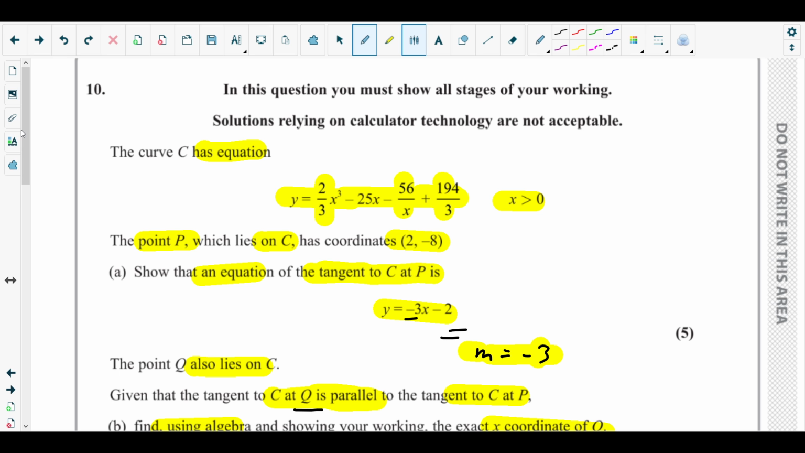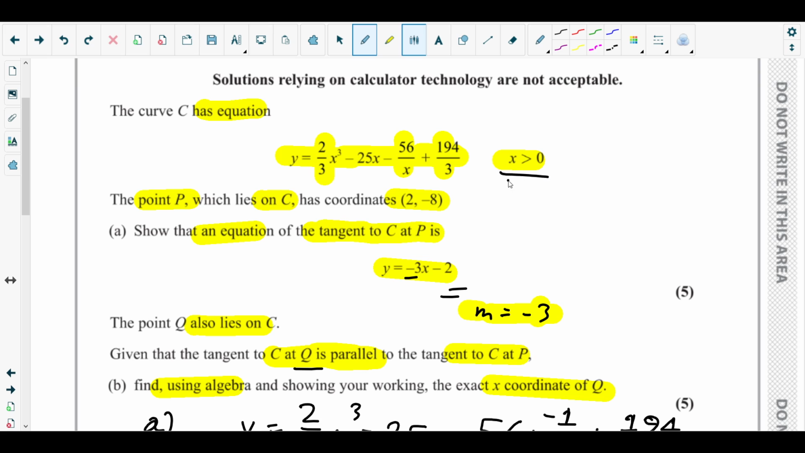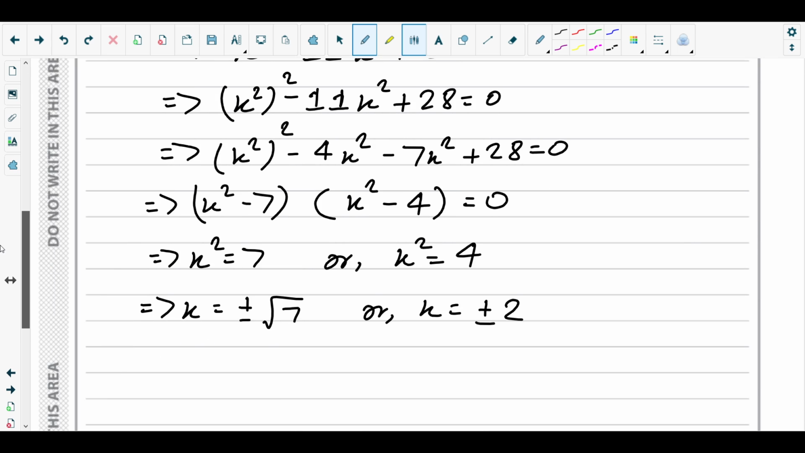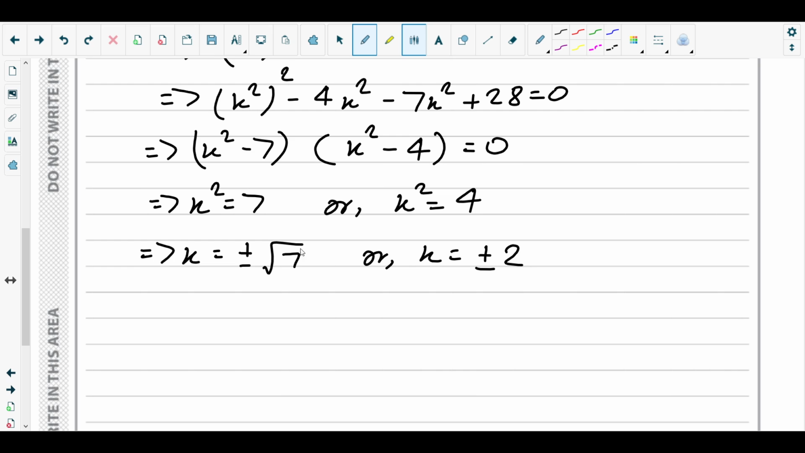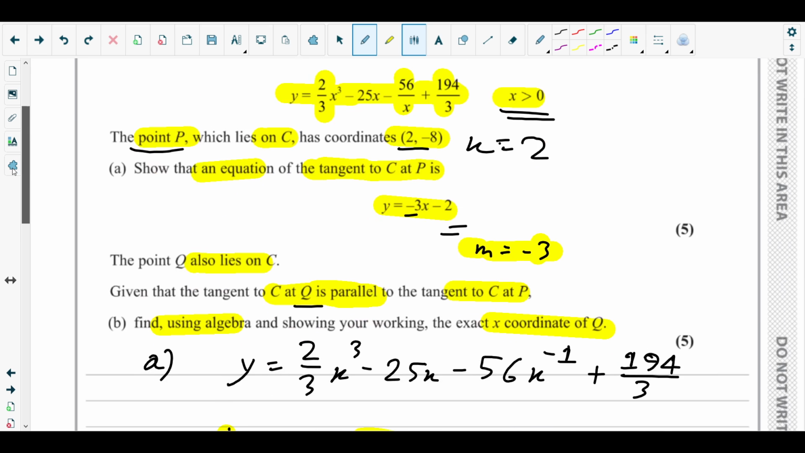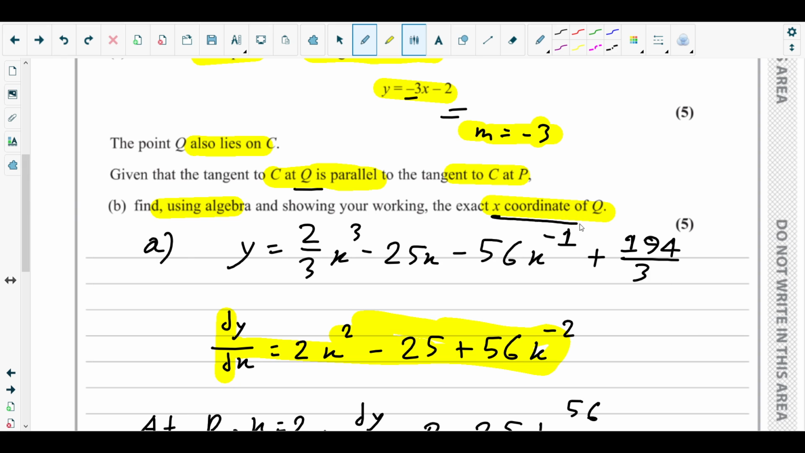So now let's consider. They said x is greater than 0, right? That means we will ignore the negative x values, and already we know that the x coordinate of one of the points with the same gradient is x equals to 2, right? So that means at point Q the value of x will be square root of 7, because at P it is 2, so at Q it will be x equals to square root of 7. So we got the x coordinate of point Q, and I think that's what the question has asked for, the exact x coordinate of point Q.